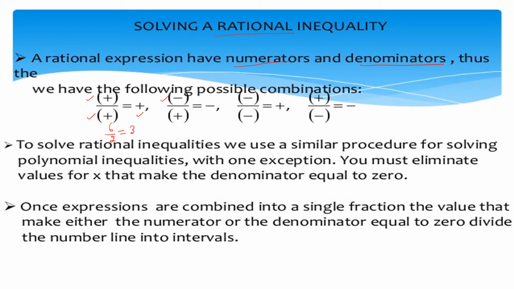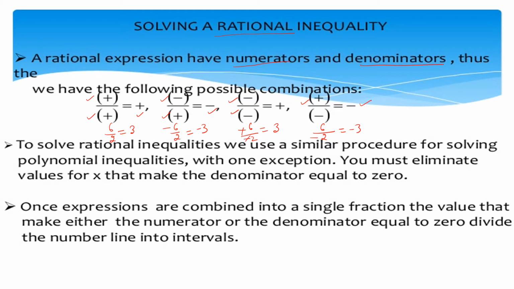If the numerator is negative and the denominator is positive, the overall result is negative, like minus 6 upon 2 is minus 3. And if both numerator and denominator are negative, again the result is going to be positive. And if the numerator is positive and the denominator is negative, in this case also the result is going to be negative.